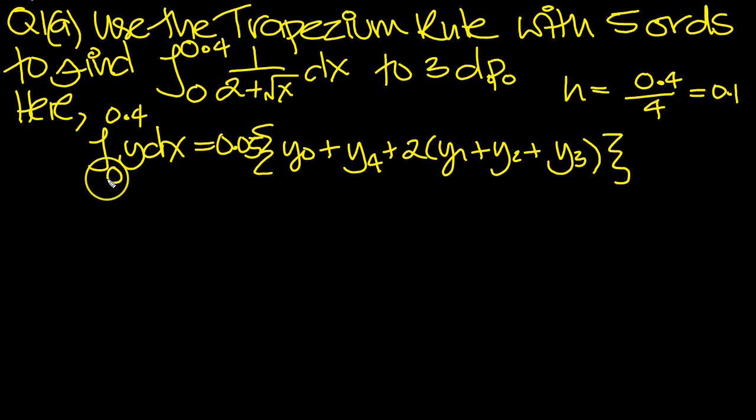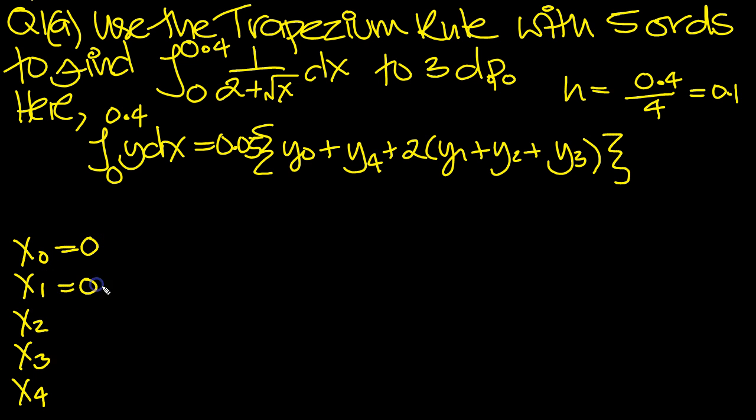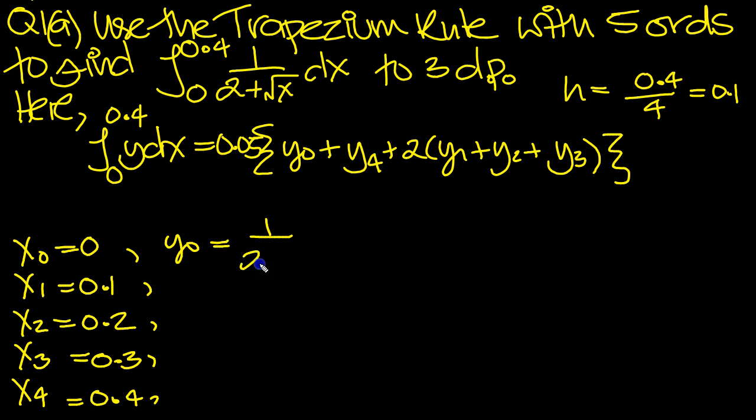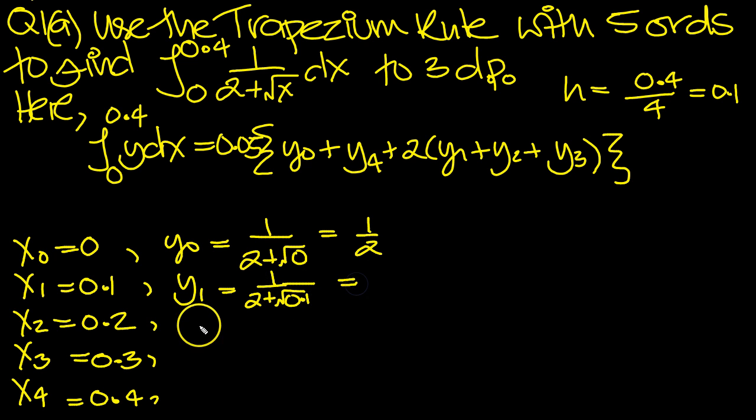So we'll need the x ordinates first. So we're going from 0 to 0.4 in interval distances of 0.1. So x0, x1, x2, x3, x4. There's our 5 ordinates then from 0, going up in 0.1s. And the last one is 0.4, of course. So now we need the y ordinates, don't we? So y0 is 1 over 2 plus the square root of 0, which is just a half, or 0.5. y1 is 1 over 2 plus the square root of 0.1. And then y2, same formula, but we input 0.2 this time.